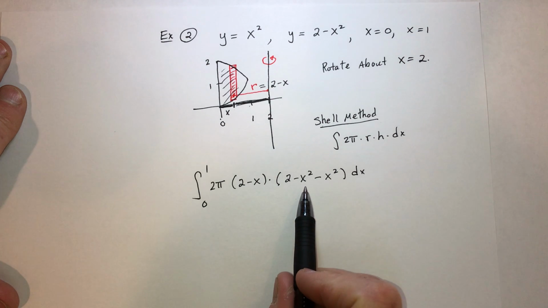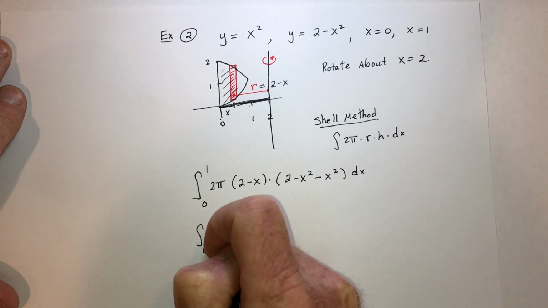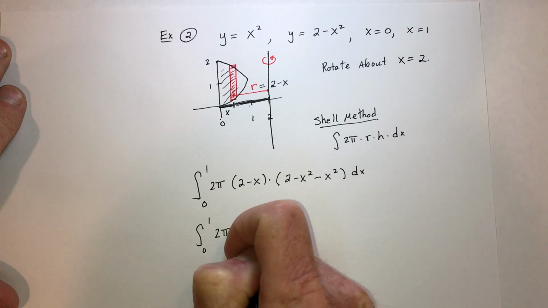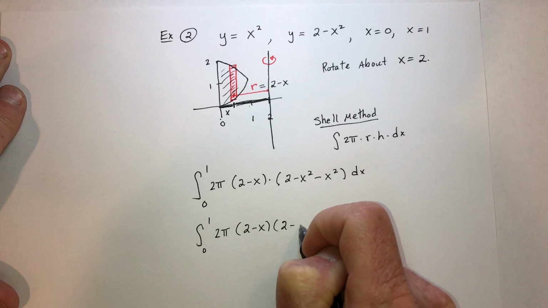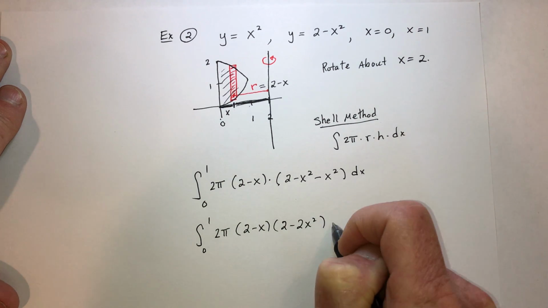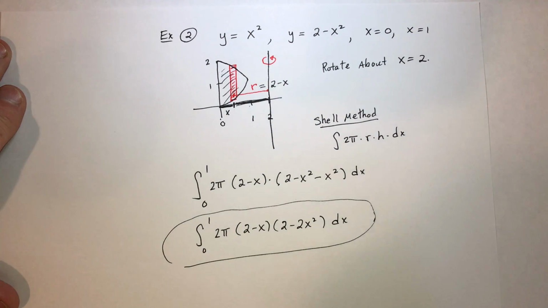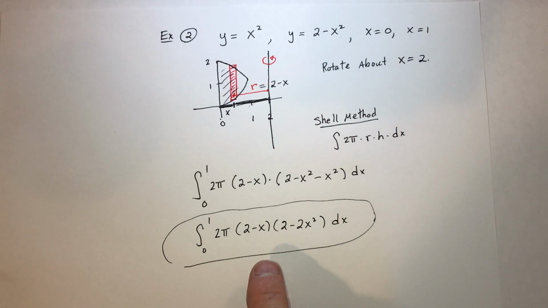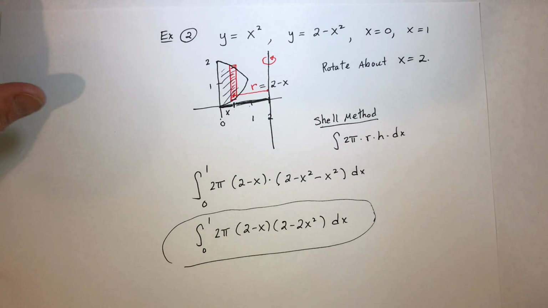So I know I said I was only going to set it up, but leaving this the way that it is, it just bothers me. So I just need to clean up that algebra just a little bit. So it would be 2 minus x times 2 minus 2x squared. And then that one is set up. If you're actually going to integrate it, then go ahead and multiply all this out, combine like terms, and then integrate each one individually.